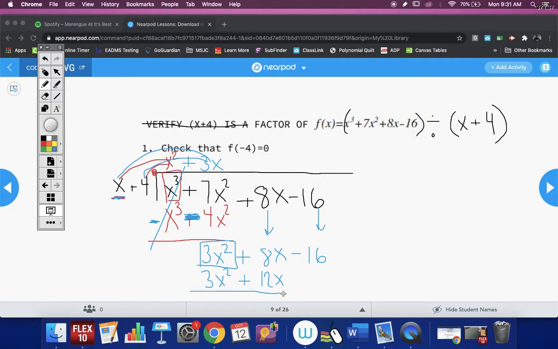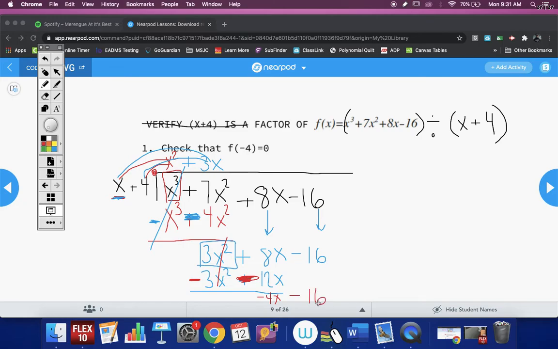And again, change all your signs, right? Because we're subtracting away what we found. So subtract 3x squared, subtract 12x. I end up with my 3x squareds canceling, and then 8 minus 12 gives me negative 4x minus 16.